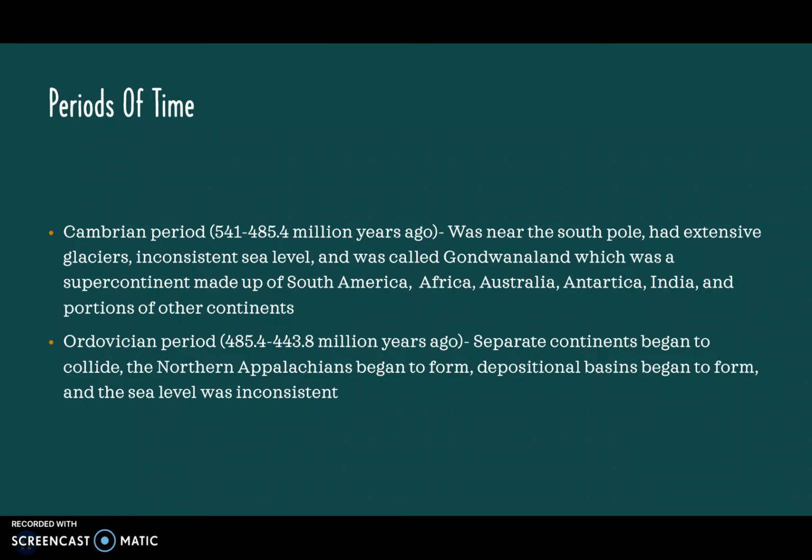Periods of time. The Cambrian period. This was when the Earth was near the south. The continents were near the South Pole, and all the continents were a supercontinent called Gondwanaland. This was made up of South America, Africa, Australia, Antarctica, India, and portions of other continents.